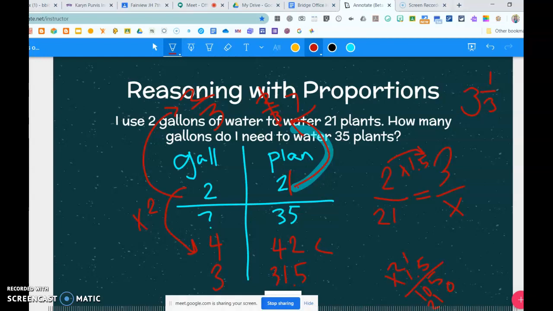So I know I can multiply 7 times 5 to get 35. So I multiplied 2/3 times 5 to get 10/3, which then equals 3 1/3.